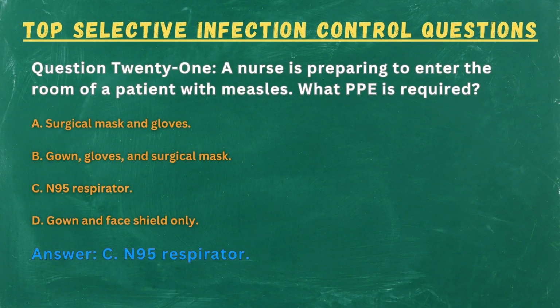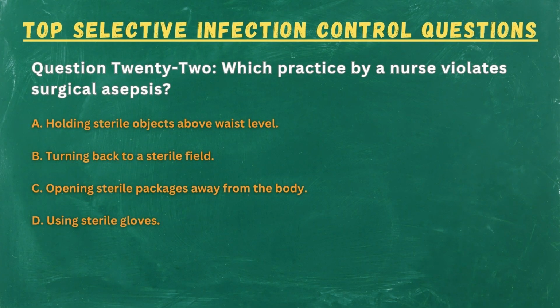Answer: C. N95 respirator. Question 22. Which practice by a nurse violates surgical asepsis? A. Holding sterile objects above waist level. B. Turning back to a sterile field. C. Opening sterile packages away from the body. D. Using sterile gloves. Answer: B. Turning back to a sterile field.